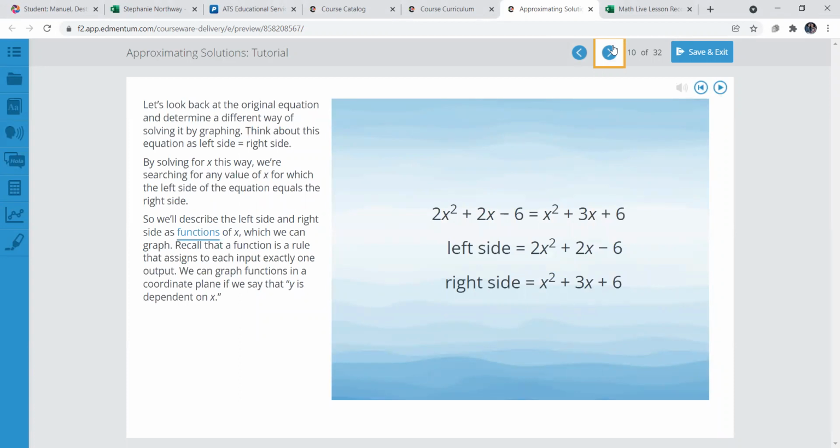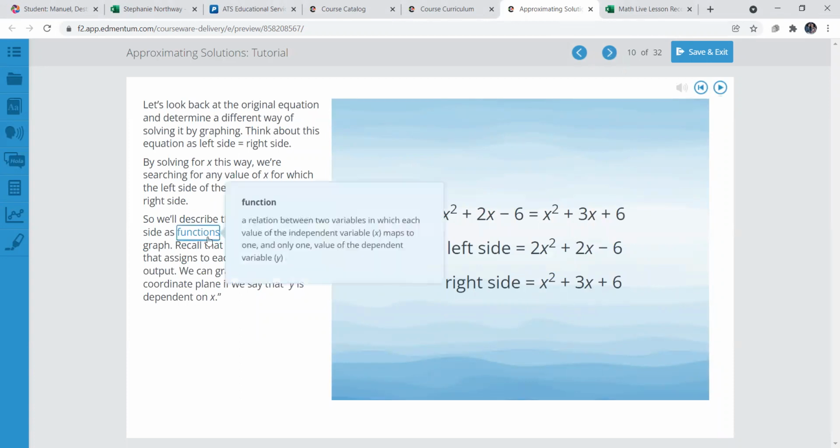So here you have two equations, and combine them. So a function, let's read the definition real quick. It says a relation between two variables in which each value of the independent variable x maps to one and only one value of the dependent variable.